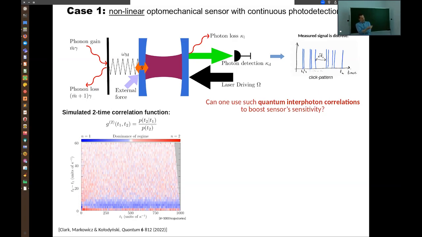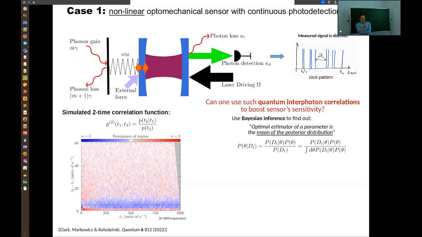So, okay, the natural question now is can we use this to boost sensitivity of the sensor? We have a quantum device. And indeed, we can use Bayesian inference. So if you don't remember Bayesian inference, what is the optimal way of getting some parameter from a probability distribution? A basic result tells you that you should always take the mean of the posterior distribution. So what is the posterior distribution? It is the probability that the value of theta is such, given I got a particular detection, so this photon click, right?